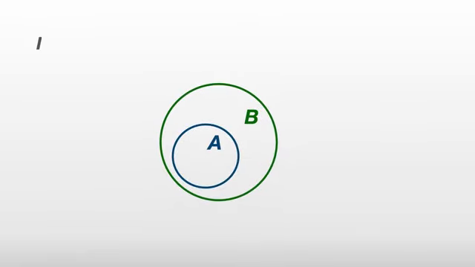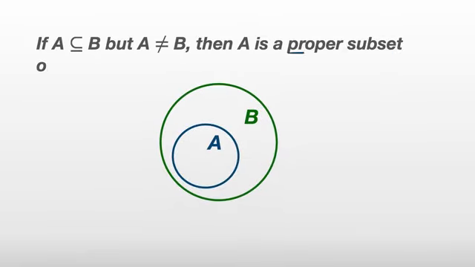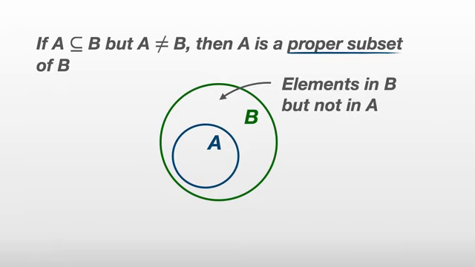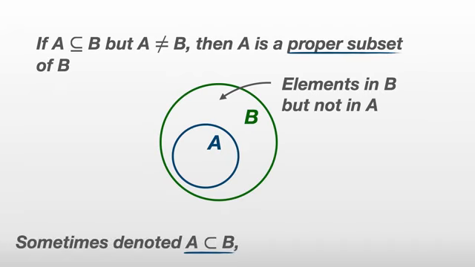If A is a subset of B, but A is not equal to B, then we call A a proper subset of B. This of course implies there are elements in B that are not in A, otherwise they'd be equal. In some textbooks, a proper subset is denoted like this, but sometimes the same symbol is used for subsets that might be equal, so you need to infer from context which they mean. Some textbooks use this symbol for proper subsets, which is more explicit about them not being equal.